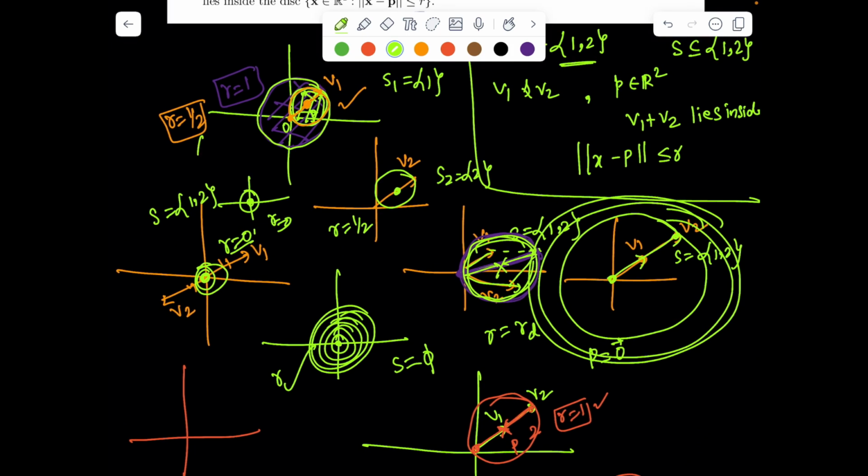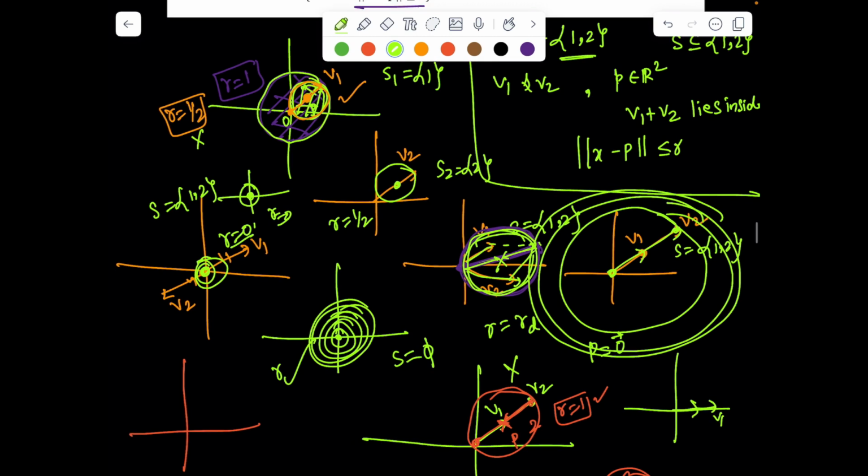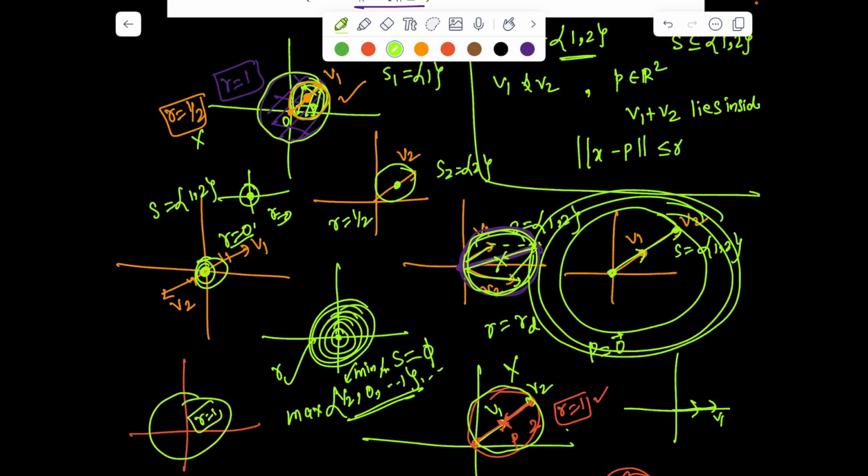And the minimum value of r cannot be half, because if it is half, then we can't have a disk of radius half which contains the case when two vectors are in the same direction, right? Because this diagram will not be possible, because here the minimum radius is going to be 1. So we have to take the maximum among all the possibilities. So half, 0 and 1 and so on, because these are themselves their minimum. So the maximum of the minimum among all situations is going to be 1 here.